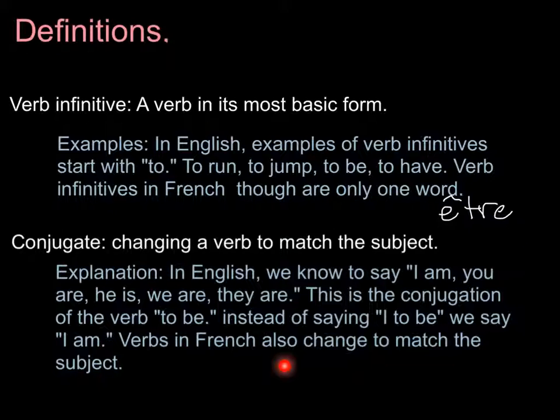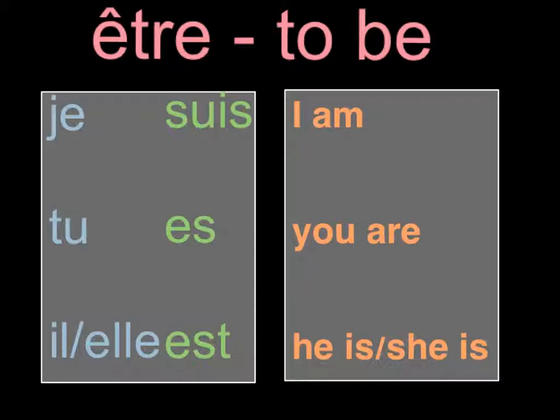Verbs in French also change to match the subject. So we're going to see how they do that in French. We're going to start out with just a few verb forms for right now, but you should know that être actually has 3 more forms in the present tense for the we are and they are, etc. So this is just 3 of them, and you've actually seen most of these before. The first one we have is je suis. We know that je means I. Je suis means I am.